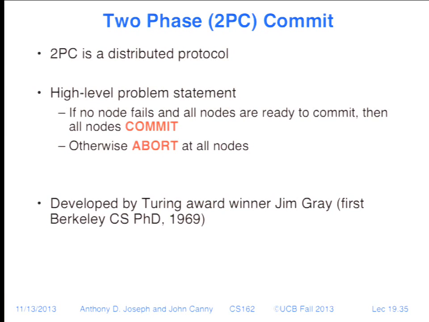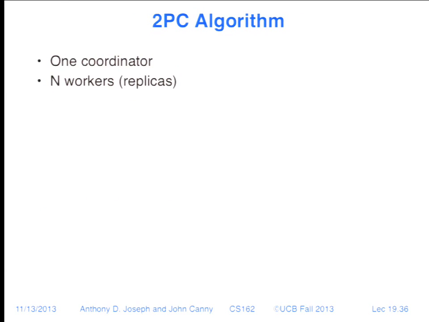It was developed by Jim Gray, who was the first Berkeley computer science PhD, in 1969, and sadly was lost at sea in 2003. But he wrote many seminal papers on databases, not just two-phase commit.